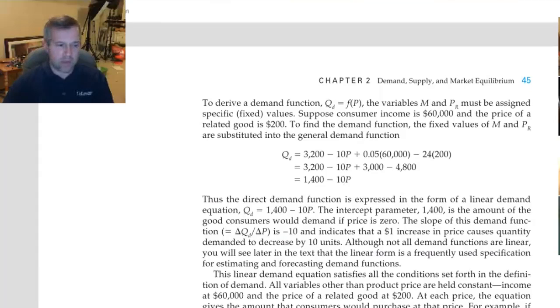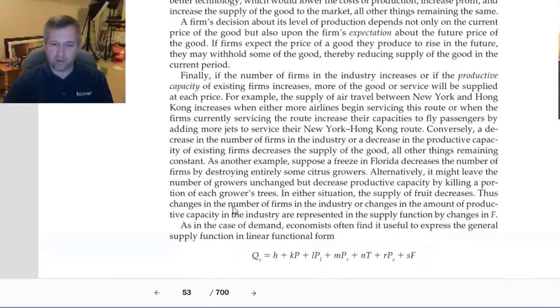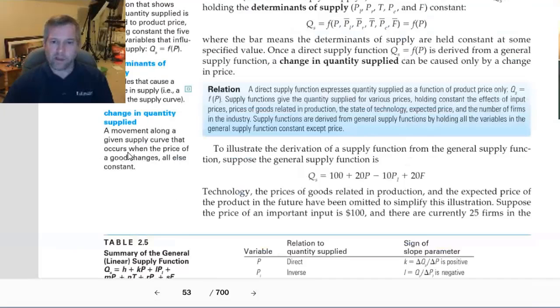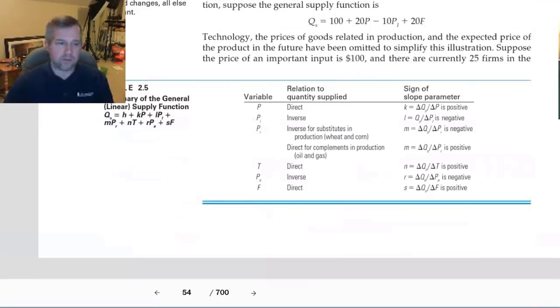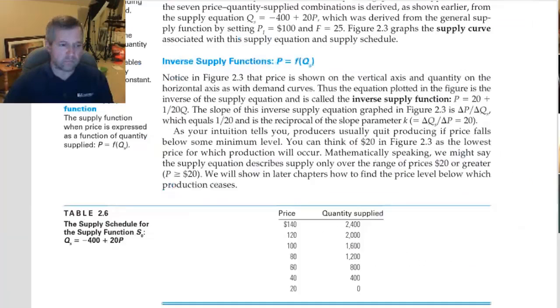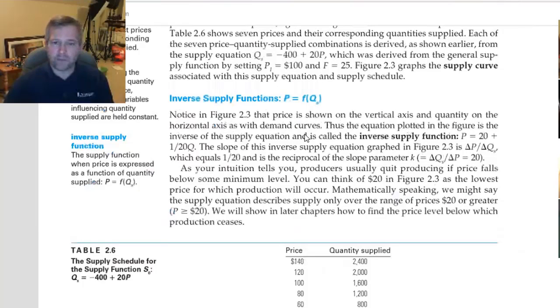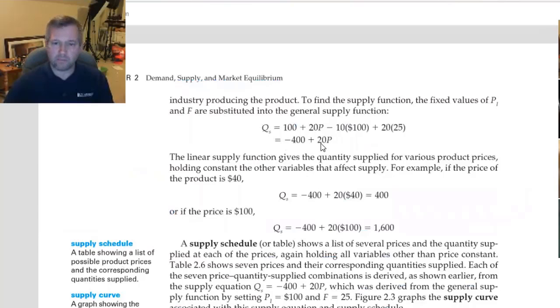Then if we go over to the supply part of it, I've got this supply equation that looks really nasty. We've got quantity supplied equals 100 plus 20 times P minus 10 times PI. PI is probably the price of an input, and this F must be the number of other firms. They're going to do the same thing they did on the demand side. They'll plug those numbers in, the $100 for the input price and the 25 firms, and come over to the next page. Here they're making the substitutions, and then they get this quantity supplied equation of negative 400 plus 20P.